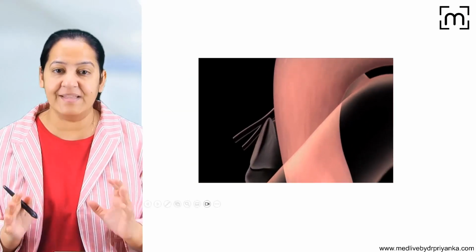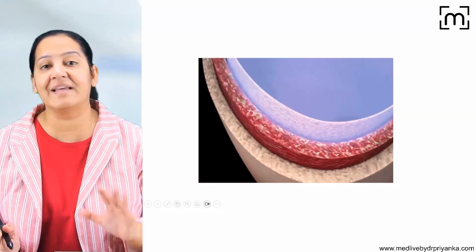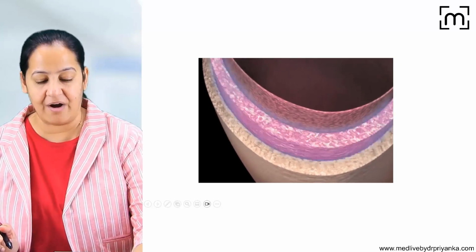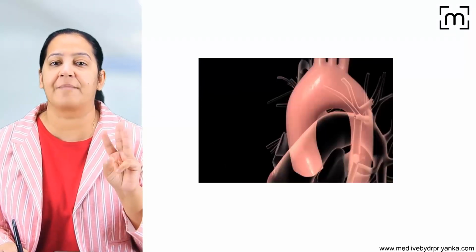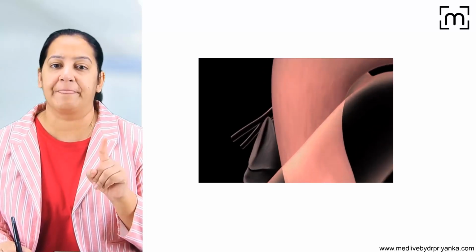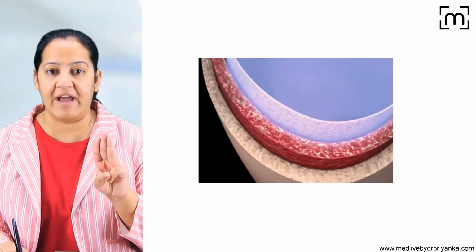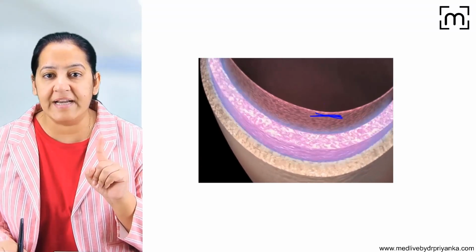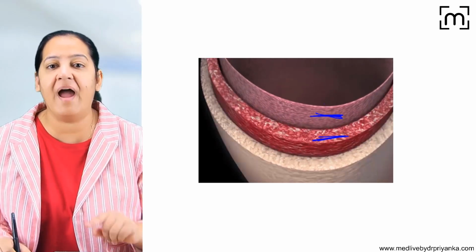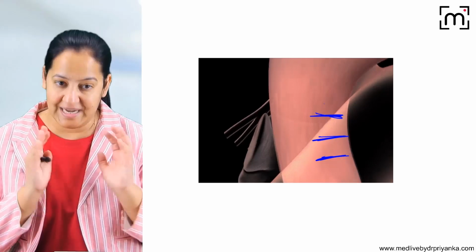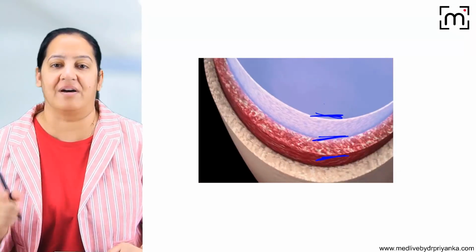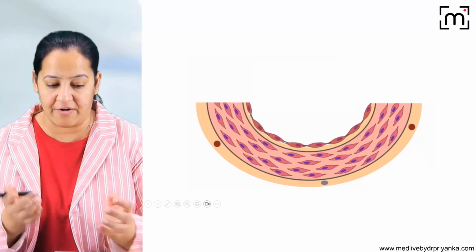Before understanding this topic, you must understand the layers in the artery. Here you can see the artery has three layers in its wall. The innermost one is intima, the middle one is media, and the external one is adventitia. So innermost is intima, then media, and externa. These are the three layers present in the wall of the artery.